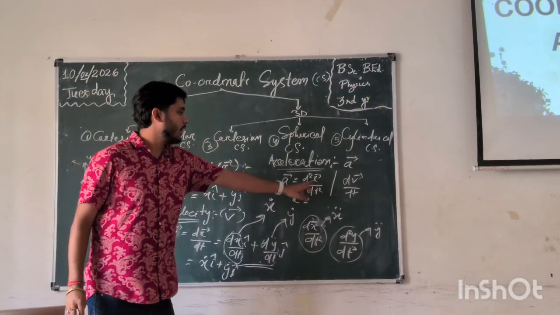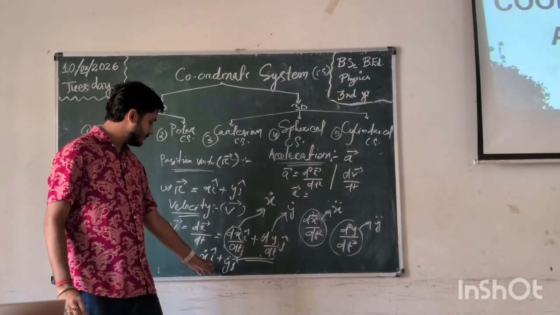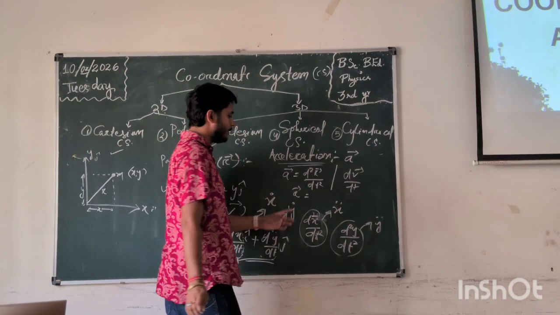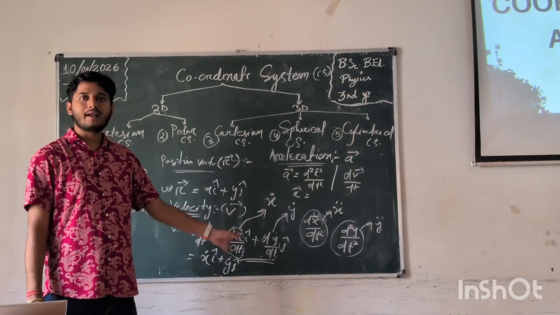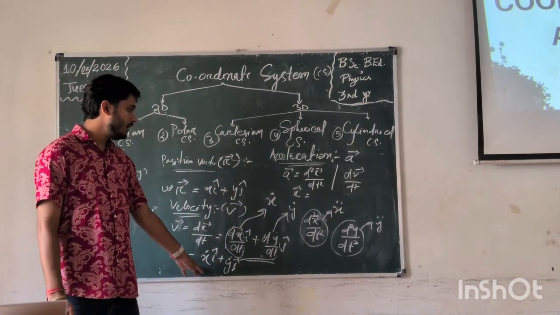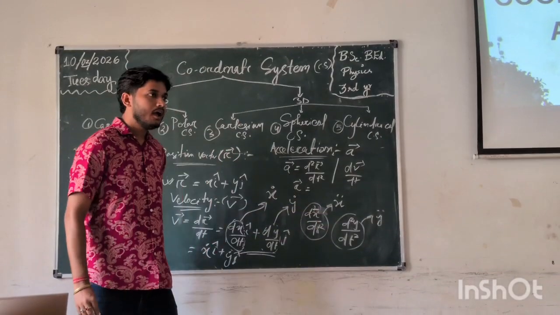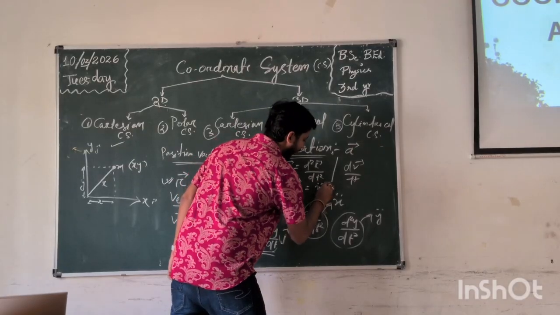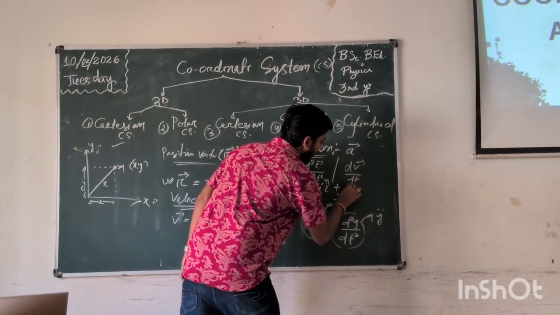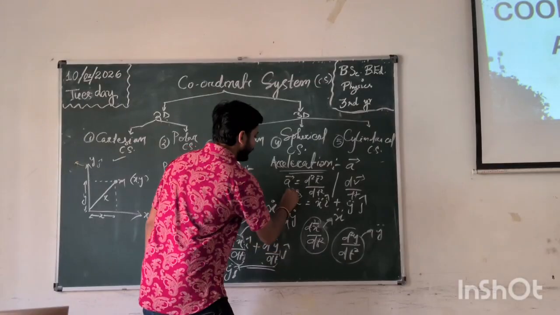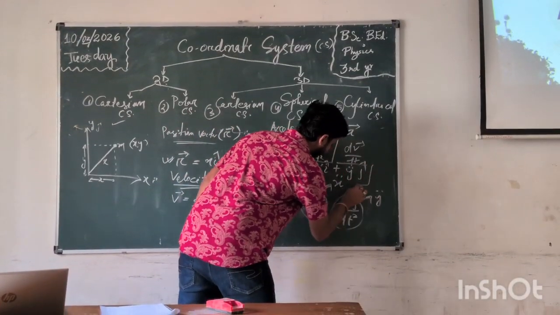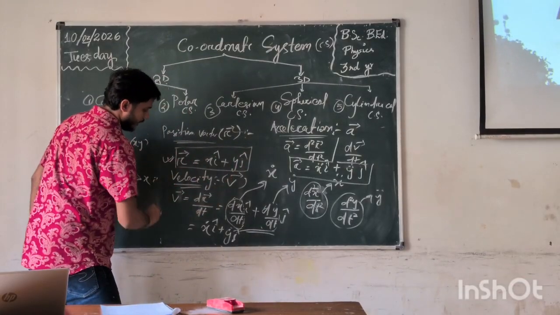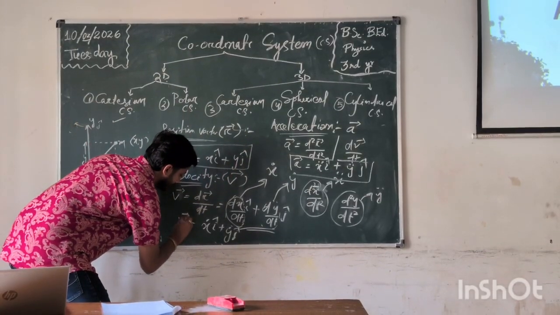If we put the r vector here, this is our r vector, and we put it in to get the final expression for acceleration. What is the final expression? This is x double dot i cap plus y double dot j cap. So we got three expressions. This is the expression for acceleration, this is the position expression, and this is the velocity expression.